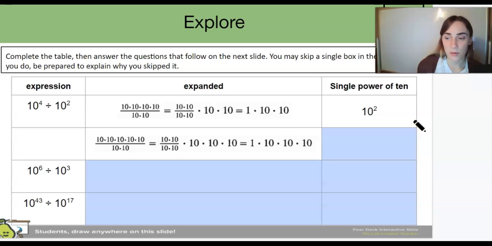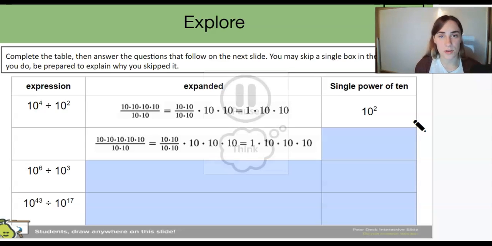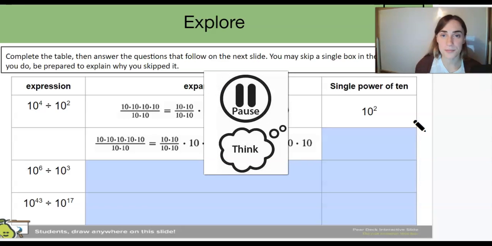So look at the table and what we have filled out so far, and see if you can come up with at least 4 responses for the missing parts of the table. And you can pause and take some time to think about that.